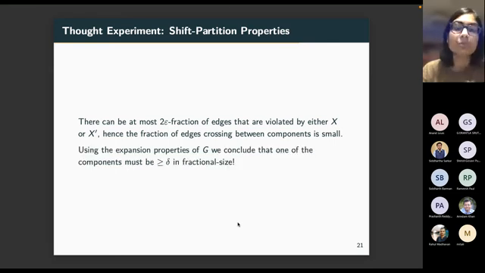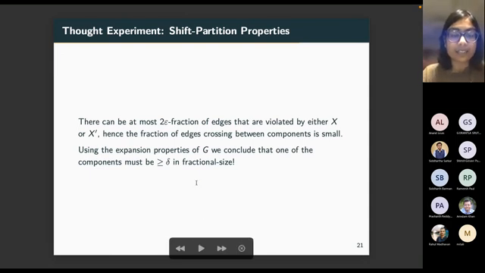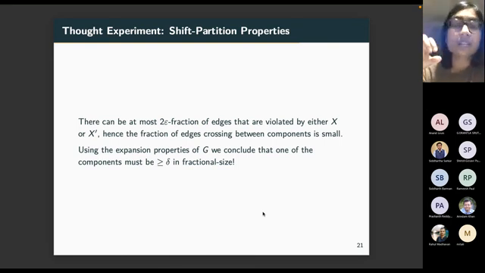And now we are able to use that G is a small set expander, and that's why one of the components must be of size at least delta. So this is just a very simple averaging argument. We know that if a set has expansion at most 2 epsilon, then it has size at least delta. And now we can also do the same argument where you have a partition of the graph and the fraction of edges crossing are at most 2 epsilon. Any questions about this?